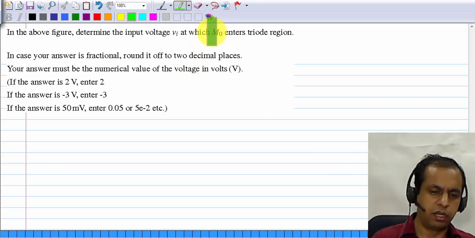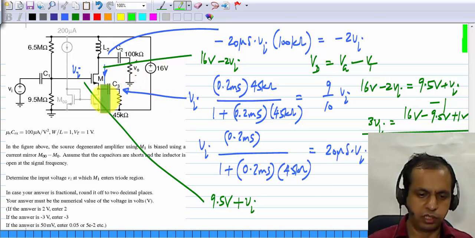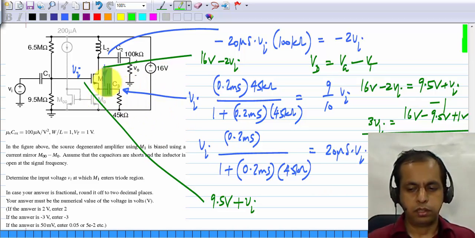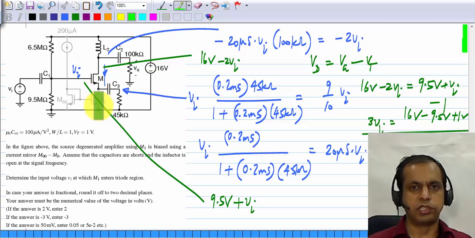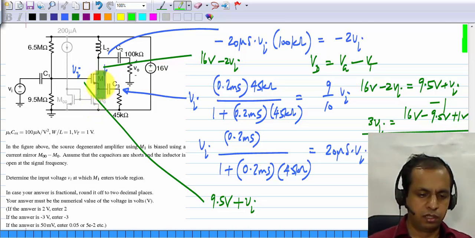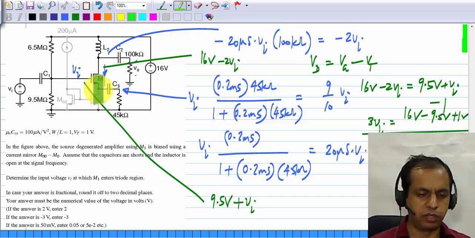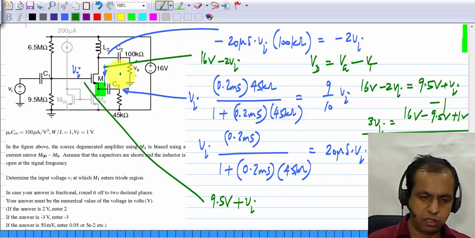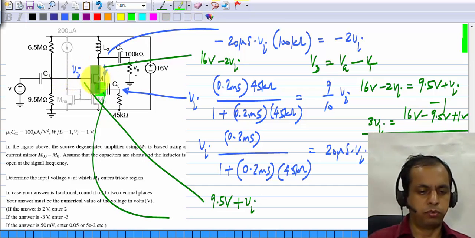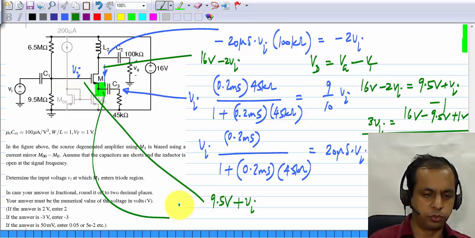Now the last question relates to when M0 enters triode region. By the way, in this case, if this current source is ideal, then this voltage can keep falling. But because this is also a transistor, when it falls below a certain value, it enters triode region. M0 enters triode region. What is that value? Again, we have to find the total voltage here. The total voltage there is the operating point voltage at the gate minus the operating point gate source voltage, which happens to be 6.5 volts.